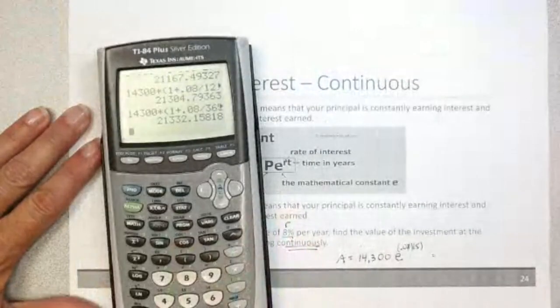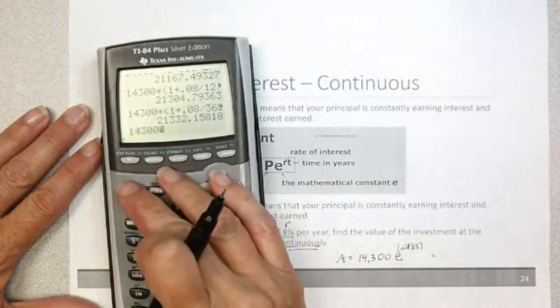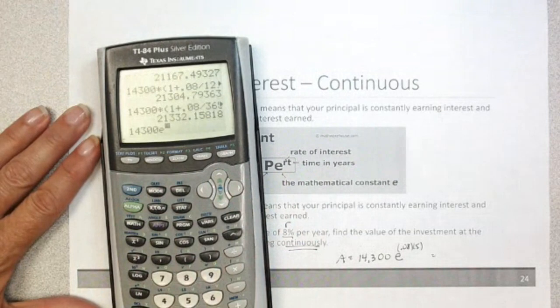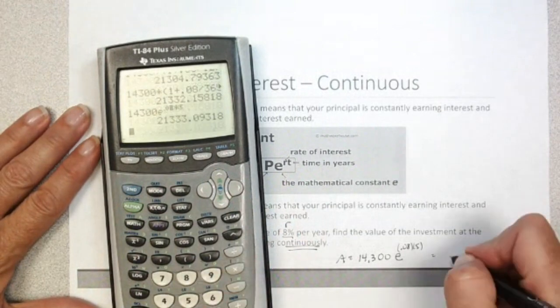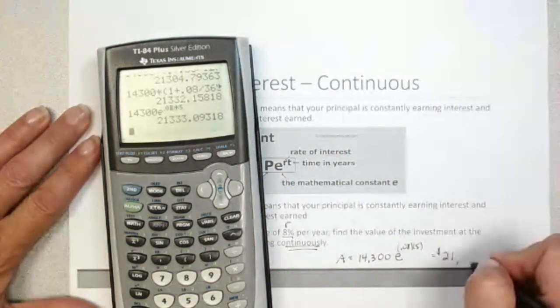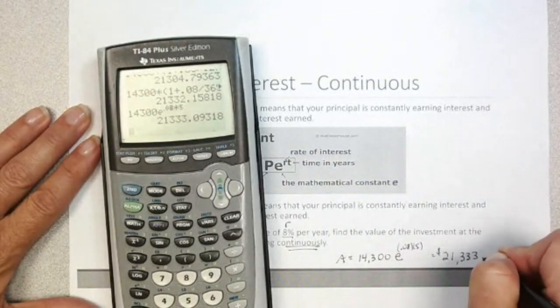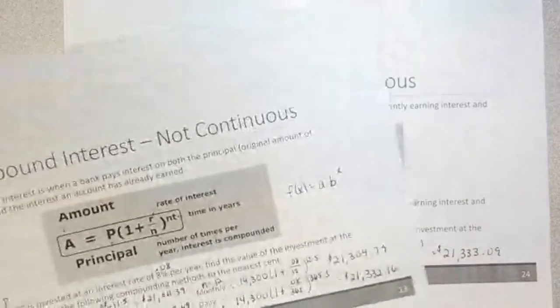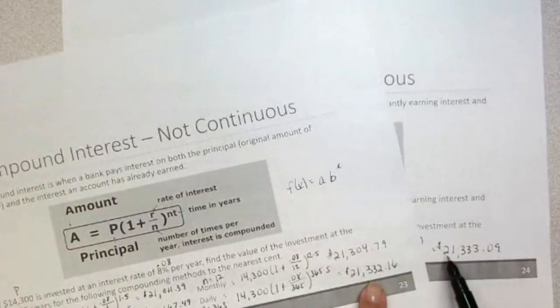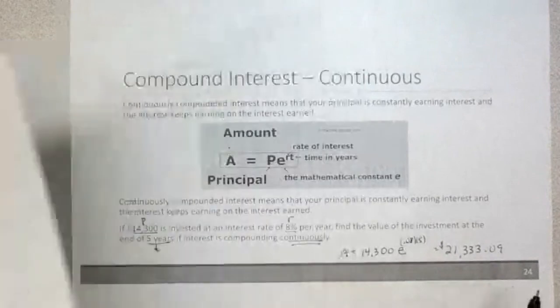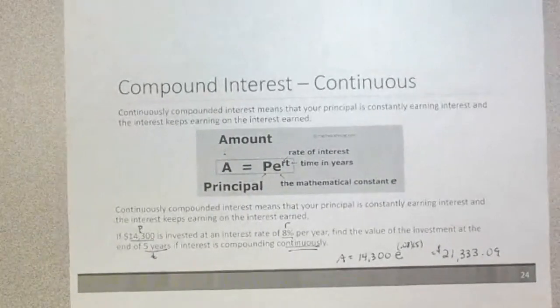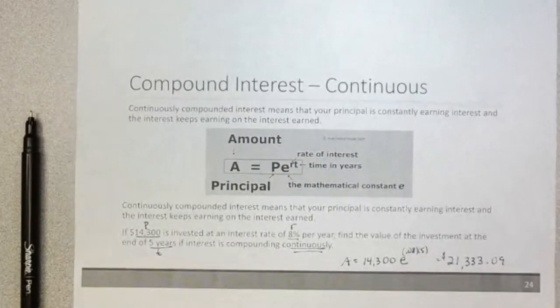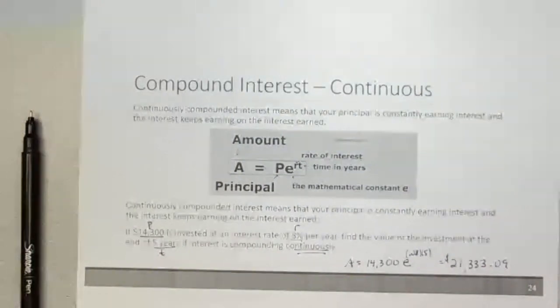Calculator, tell us what that is, please. 14,300 times e, I'll use my e^x key, e raised to the 0.08 times 5, and the amount that we would have at the end of the 5 years is $21,333.09. So not a ton more, but definitely the highest value that we get is when we do continuous compounding. All right, that ends the lecture on exponential functions.